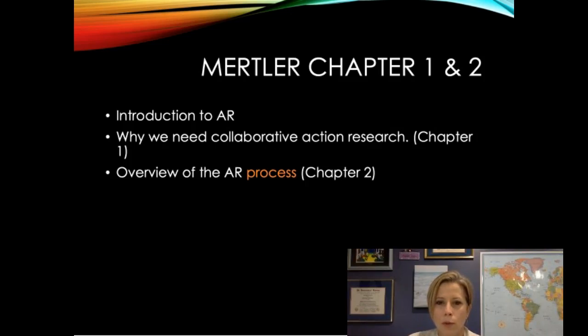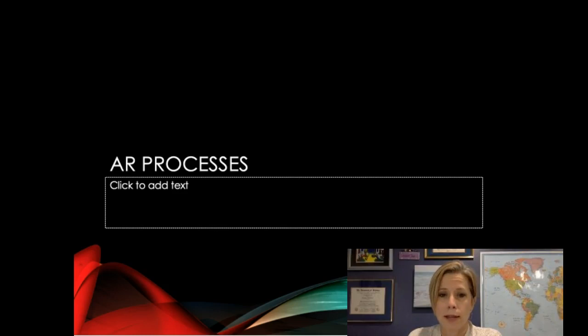So Mertler, chapter 1 was an introduction to action research, and he did talk a lot about the collaborative role of action research. And then in chapter 2, he talked about the action research process, and he kind of chunks things down into different stages. And there's some different ways to look at that from other researchers. So I just want to give you a quick research walk here for a second.